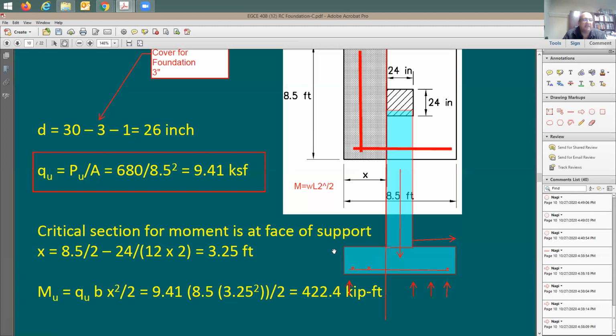Usually it depends on the size. But if I have here 8.5 feet, most likely I'm going to go to number 7 or number 8. So it's based on practice? Yeah, this is just based on practice.